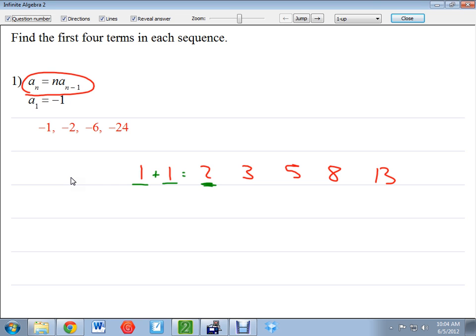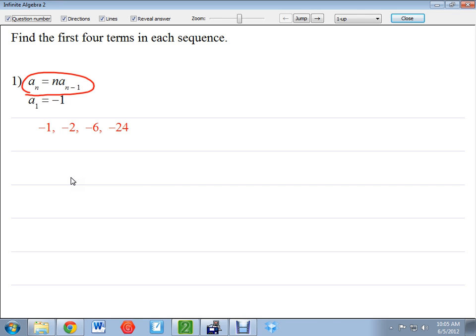1 plus 1 equals 2. And then 3 is found by saying 1 plus 2 equals 3. And then the 5 is found by saying 2 plus 3 is 5. And then the 8 is 3 plus 5 is 8. And then the 13 is 5 plus 8 is 13, and so on and so forth. It goes on forever. That's just a very famous recursive formula.